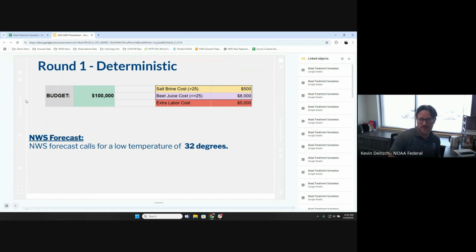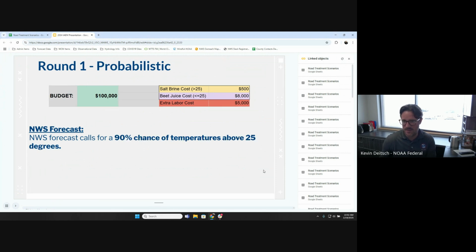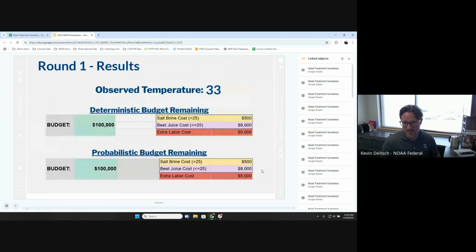All right, Jake, so here's your deterministic forecast. Our deterministic, 32 degrees. Just go ahead and throw it in chat, or if you want to say it, that's fine too. Are you salting or are you beet juicing? 32 degrees deterministic forecast. All right, Jake salting. Fabulous. Let me go to the next. All right, Matt, 90% chance of temperatures staying above 25 degrees. Matt, are you salting or beet juicing? All right, both of you salting. Observed temp, 33. Fabulous. Good answer.